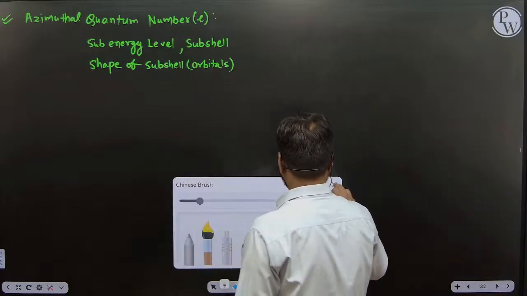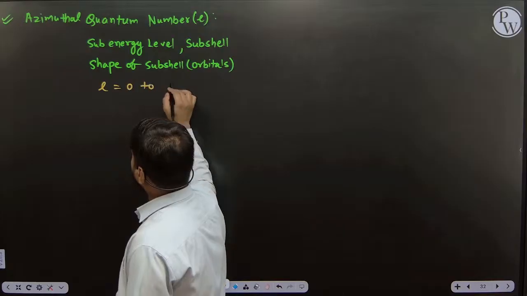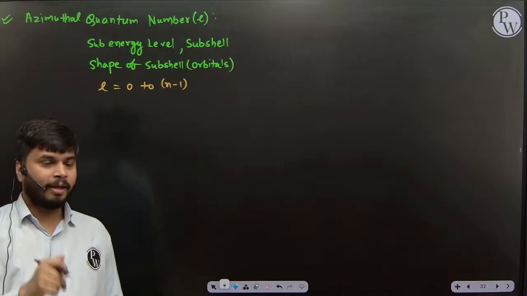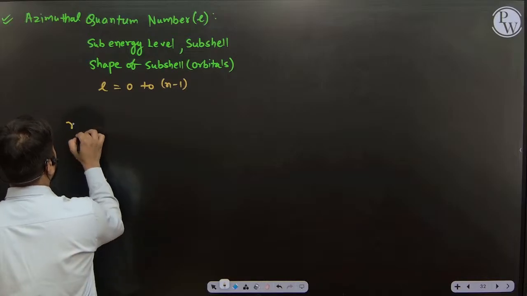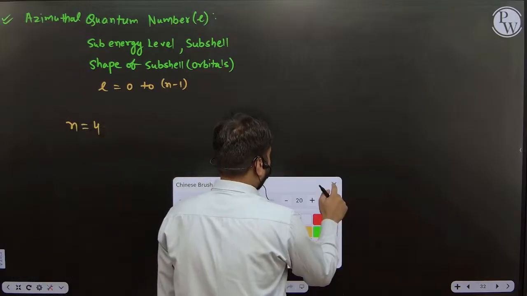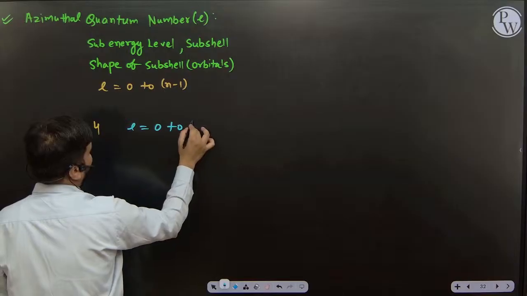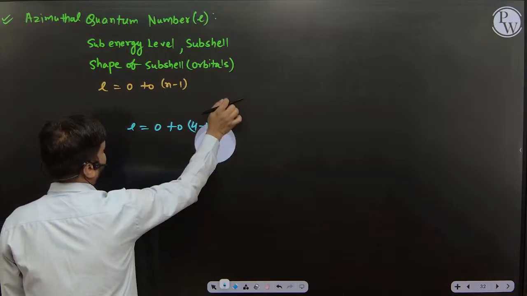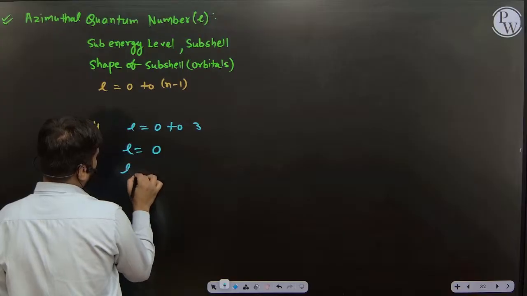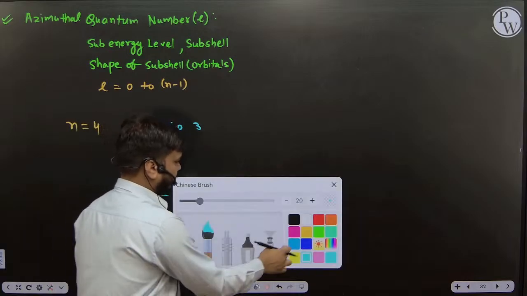The value of the azimuthal quantum number starts from 0 and ends at n minus 1. So let's say we have n equal to 4. Now the l value will lie from 0 to n minus 1, meaning 0 to 4 minus 1, which is 0 to 3. So l values will be 0, 1, 2, and 3. Correct?